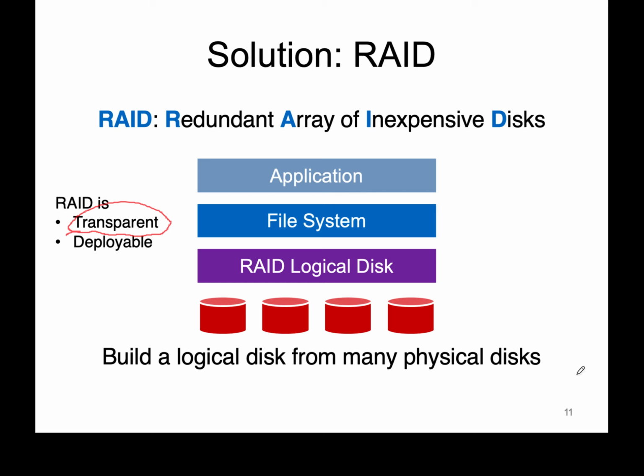Well, transparency means the upper level application, in this case the file system, is not aware of the existence of such an extra logical layer, this RAID logical disk layer. The RAID logical disk layer behaves as if it exposes a unified interface to this upper level application. So this is transparency, and the file system is not fully aware of its existence.